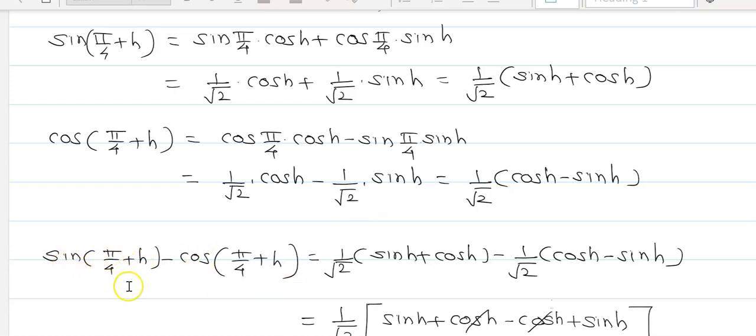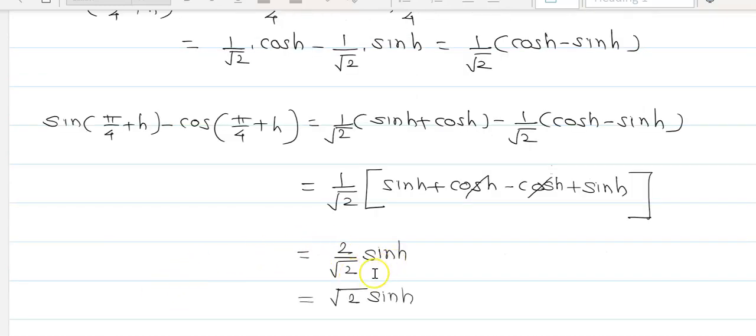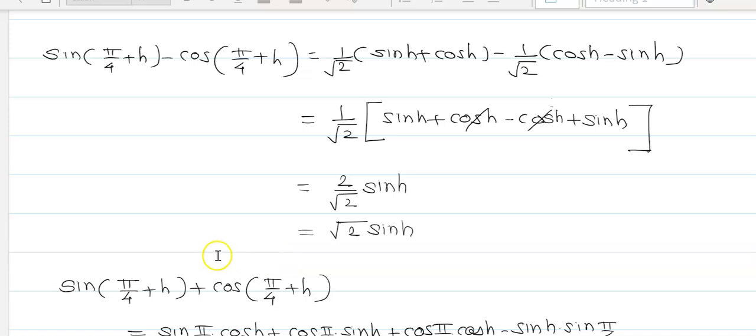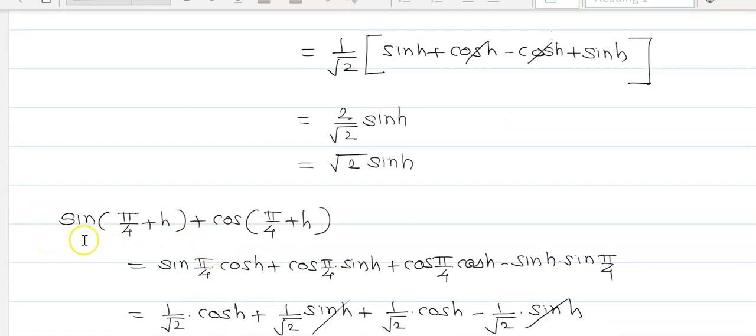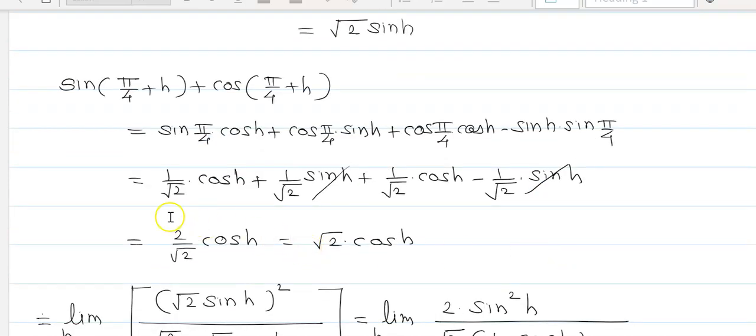Subtract it, sin of pi by 4 plus h minus cos of pi by 4 plus h. 1 upon root 2 in bracket (sin h plus cos h) minus 1 upon root 2 (cos h minus sin h). Take 1 upon root 2 as common, then cos h minus cos h will get cancelled. That is 2 upon root 2 sin h. Therefore, you will get root 2 sin h. Now the addition of this, sin of pi by 4 plus h plus cos of pi by 4 plus h, separate it, substitute the values. Then 1 upon root 2 sin h minus 1 upon root 2 sin h get cancelled. Then you will get 2 upon root 2 cos h, that is root 2 cos h.